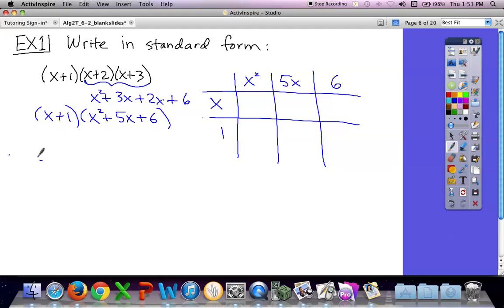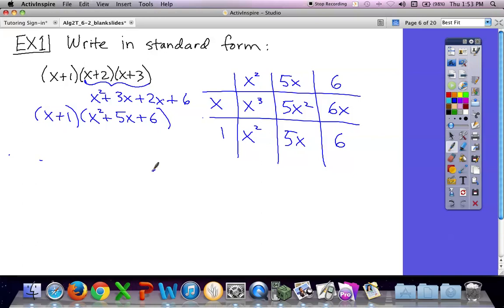Then I'm going to fill every square by multiplying what's at the end of the row and the top of the column. So for this square, x times x squared is x to the third, x times 5x is 5x squared, x times 6 is 6x, 1 times x squared, 1 times 5x, 1 times 6. So there are our 6 terms.